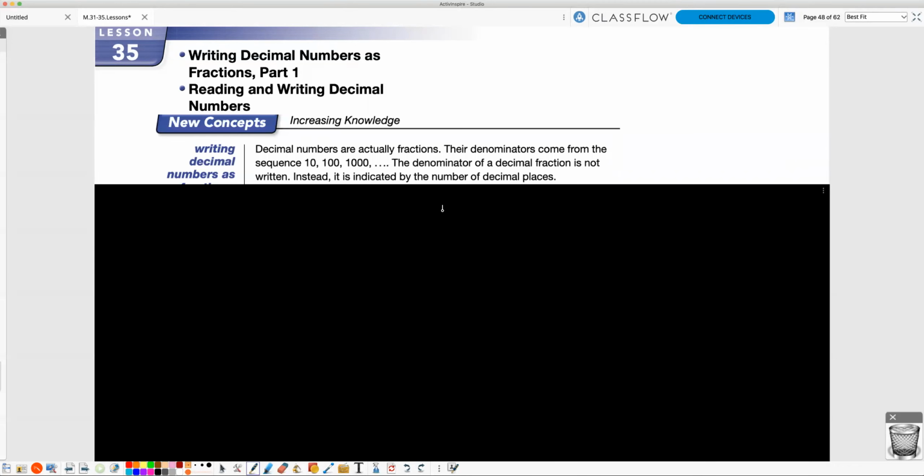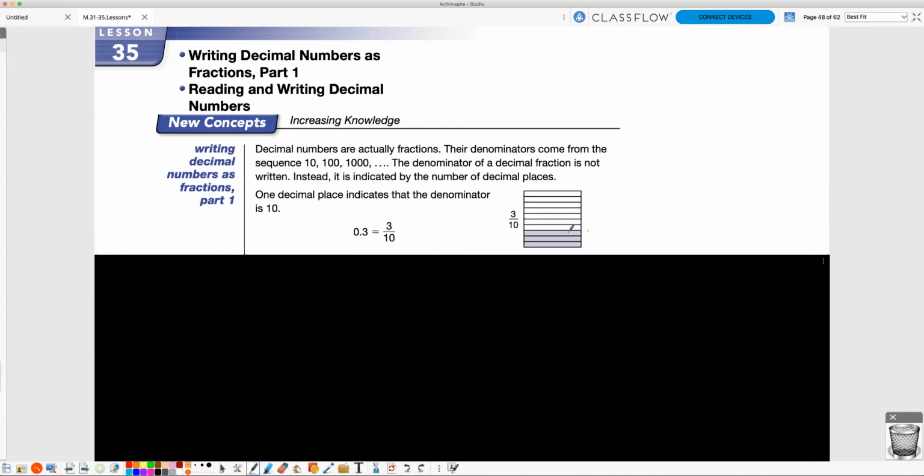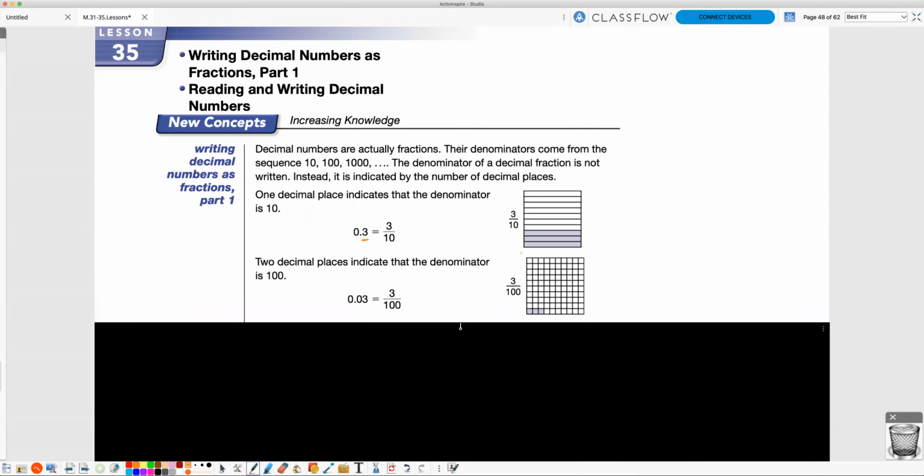Their denominators come from the sequence 10, 100, 1000, and so on. The denominator of a decimal fraction is not written. Instead, it is indicated by the number of decimal places. So one decimal place indicates that the denominator is 10. So if it's one decimal place, that's the tenths, and there's 10 equal parts. Two decimal places indicate that the denominator is 100. So if it's in the hundredths place, that means there are 100 equal parts.